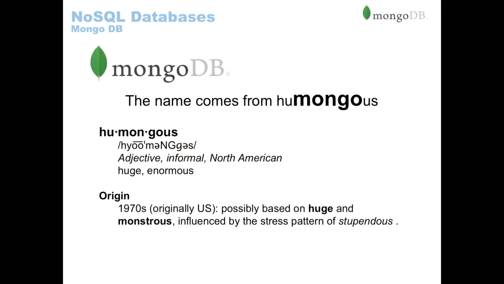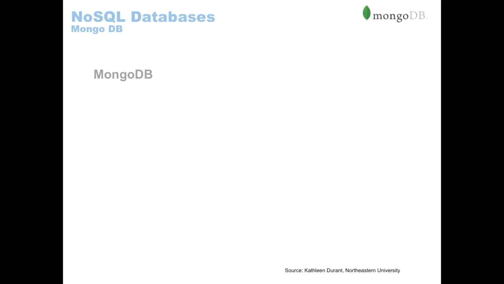MongoDB, the name comes from humongous, which most of you probably know. It means huge or enormous. It dates from the 1970s, almost exclusively in the US, and it's possibly based on huge and monstrous.